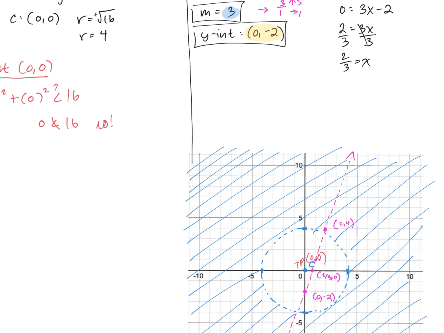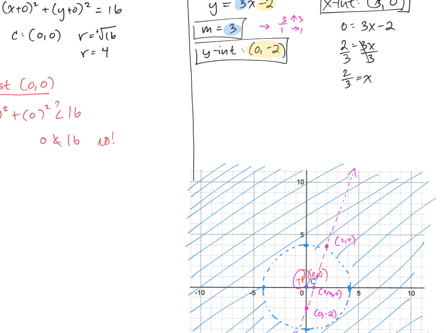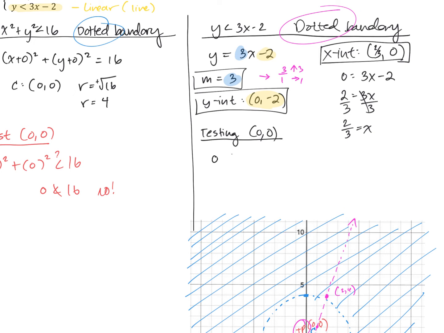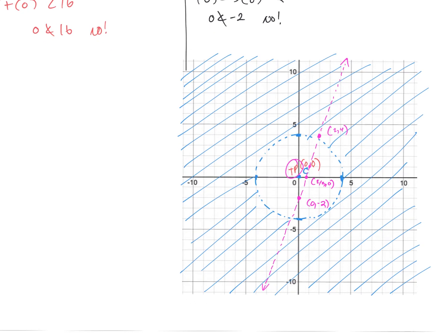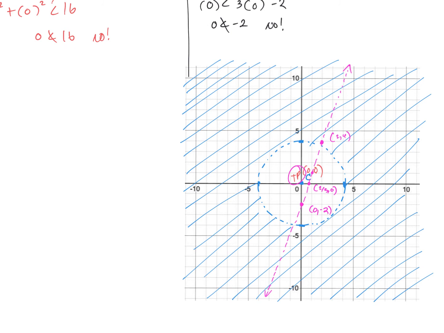Next we need to figure out what side to shade. So we can use the same test point of (0, 0). We just keep the TP there labeled for test point. So testing (0, 0). Plugging that in, we have: is 0 less than 3 times 0 minus 2? Well, is 0 less than negative 2? The answer is no. 0 is not less than negative 2. Which means we're going to shade the side opposite to where our test point came from. And our test point came from the left side, so we're going to go ahead and shade the right.